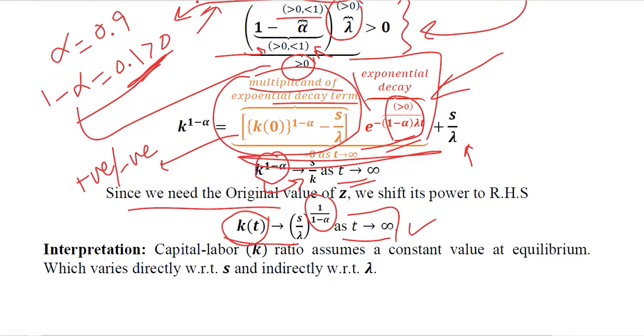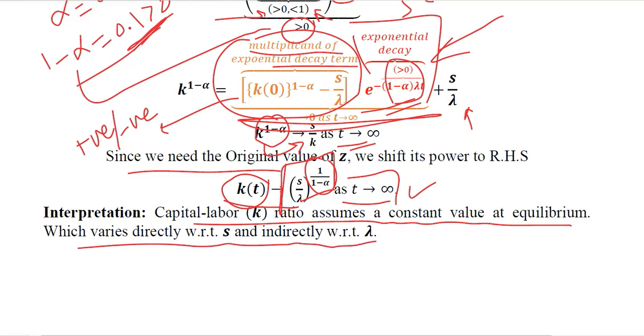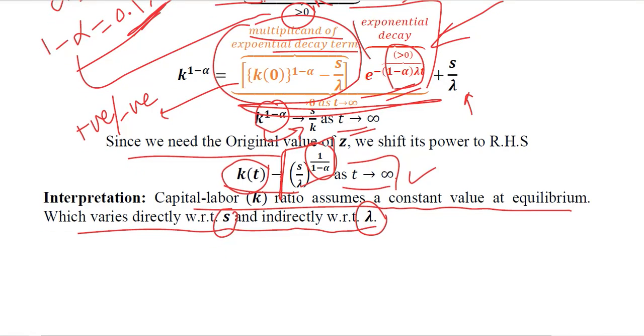So this is the outcome, that the capital to labor ratio assumes a constant value at equilibrium. This is the constant value, and it varies directly with MPS and indirectly with lambda, which is the growth of labor. So there is a linkage between this and that parameter, and we have also understood it because s is in the numerator and lambda is in the denominator.